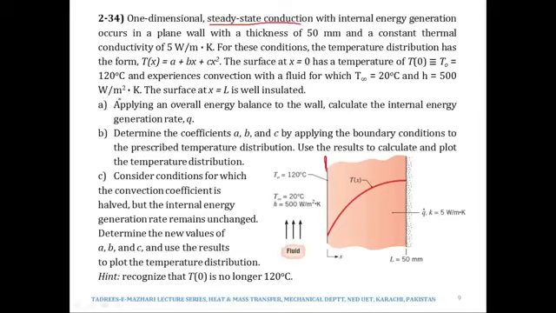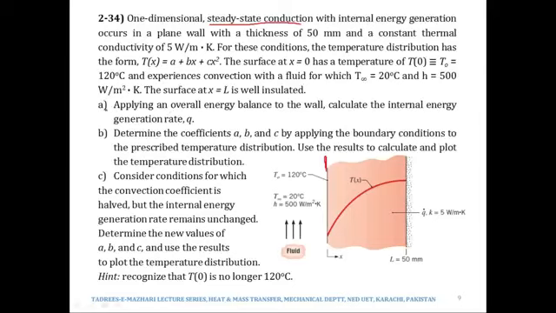is 500 watts per meter square Kelvin. So when that particular fluid is flowing over this surface, which is at 120 degrees Celsius, the convective heat transfer coefficient is then 500 watts per meter square Kelvin. The surface at x equal to L is well insulated. So the other surface, which is the other face, is well insulated.